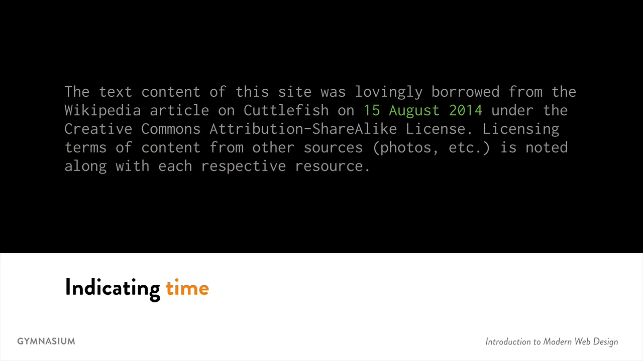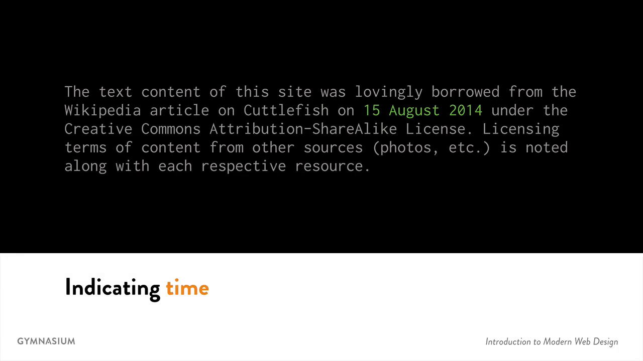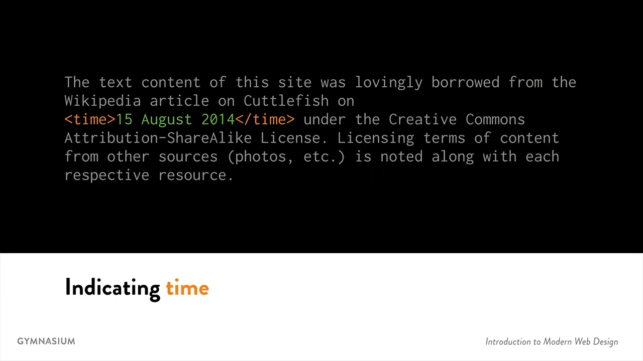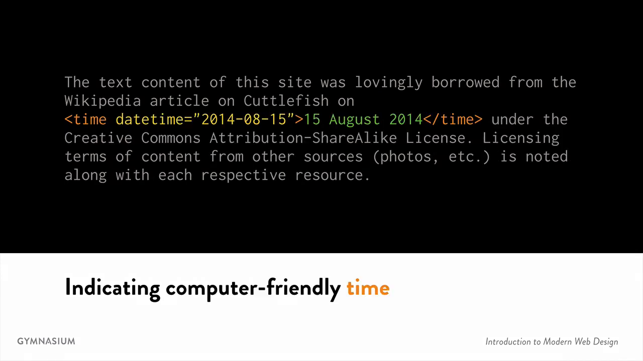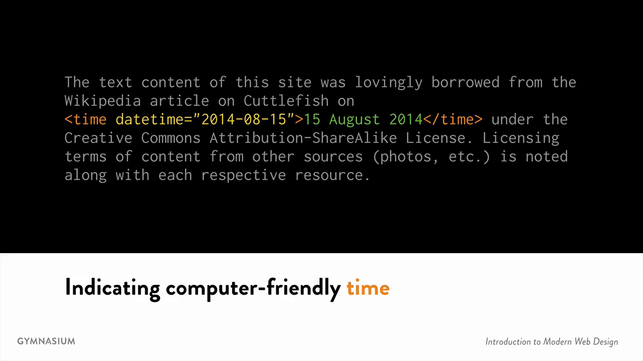One of the new HTML5 elements actually allows us to indicate times, dates, and the like on our pages. So here we see 15 August 2014. As you may have guessed, this is the time element. Now the time element can simply be wrapped around the date, or you can take it a step further with the datetime attribute and actually provide a computer-readable date in the international date format of year, month, day, separated by hyphens.